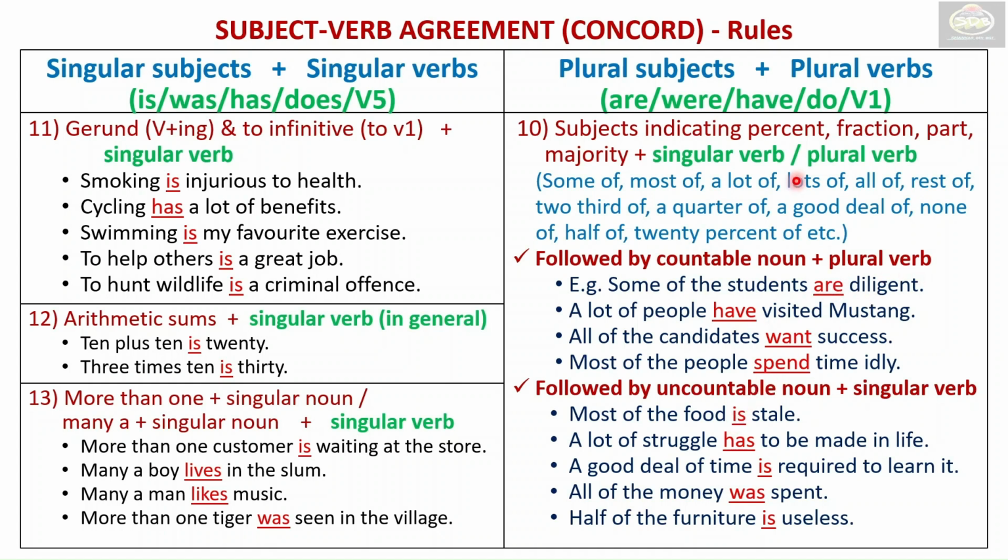But if such words are followed by an uncountable noun, as in the examples: most of the food, a lot of struggle has to be made, a good deal of time is required, all of the money was spent, half of the furniture is useless. Food, struggle, time, money, furniture are not countable, they are uncountable. And if there is an uncountable noun after these words, the subject becomes singular and we have to use a singular verb with them. Look here.